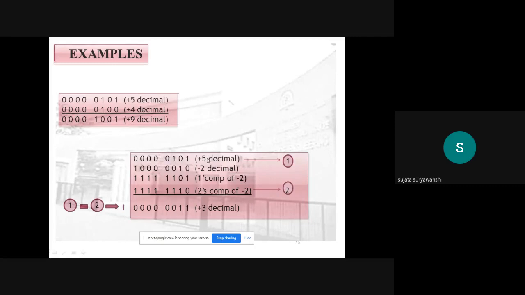Similarly, suppose you want to add one positive number and one negative number. First of all, we have to perform for +5 and -2. Just represent +5 in the sign magnitude form. Here the MSB bit is 0, that's why your 5 is plus, and 0101 is the magnitude of 5. And then the -2 decimal number. How can you represent the -2 decimal number? Just by using MSB bit 1.